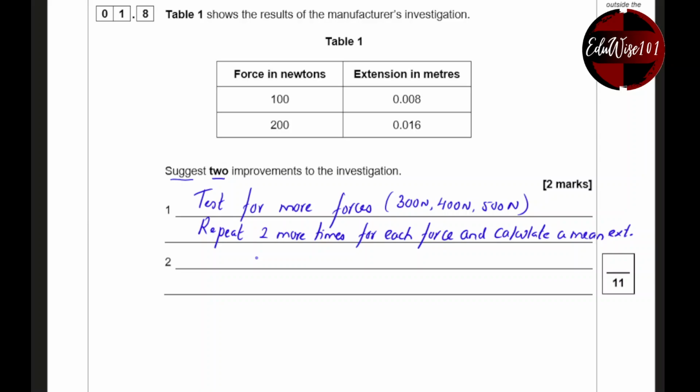Now there are also other improvements that you can make. Let me give you 2 more. So it looks like they've only tested one spring. So why not test other springs? So test other springs, meaning with different spring constants.